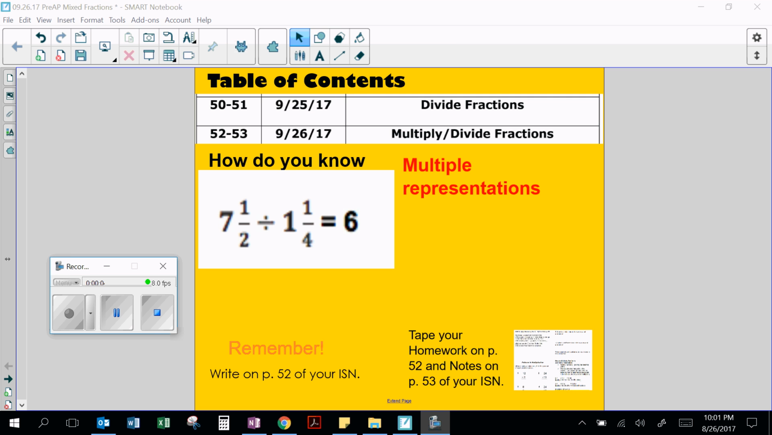This lesson is over how to multiply and divide fractions, but we will be combining adding and subtraction with it. So let's look at our number routine. You have 7.5. You're going to divide it into smaller partitions or groups of 1 1/4. So how many groups of 1 1/4 go into 7.5?